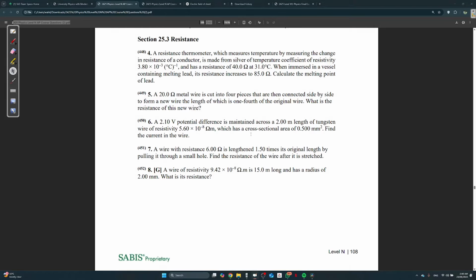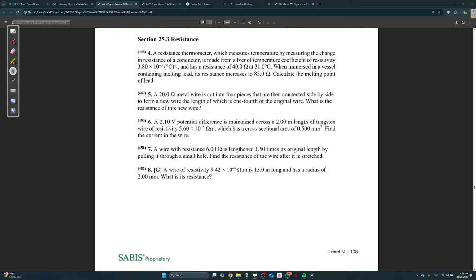Question 8, our last question. A wire of resistivity 9.42 times 10 to the minus 8 is 15 meters long and has a radius of 2 millimeters. What is its resistance? Very easy. They gave you resistivity, length, and area. It's rho L over A. So it's going to be 9.42 times 10 to the minus 8 times the length, 15, over A. Now, how do you find the area of a wire? When you cut it, it's a circle. So you have to do pi r squared.